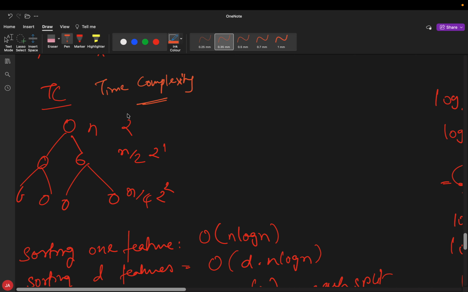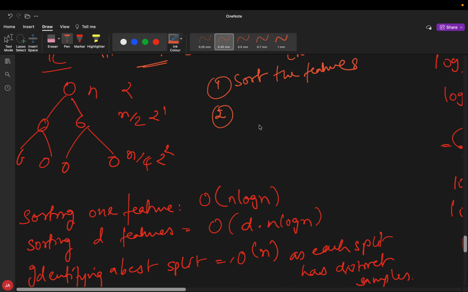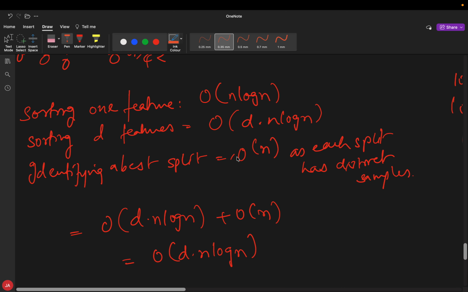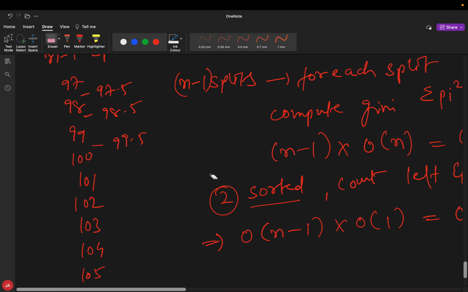Sorting one feature. First we need to sort the features, only the numerical ones, categorical features don't count. Once sorting is done, then we identify the best split. So n log n to sort one feature, and we have d features, so d into n log n, plus identifying the best threshold takes O of n. Why does it take O of n?